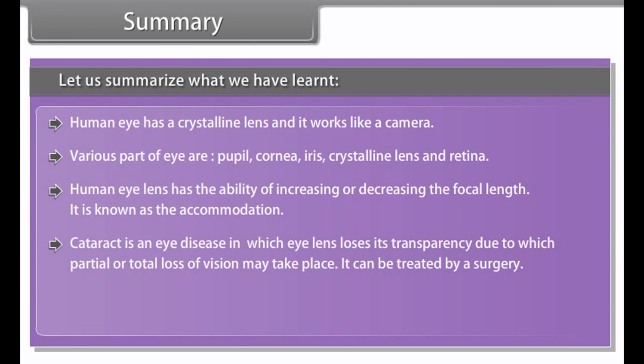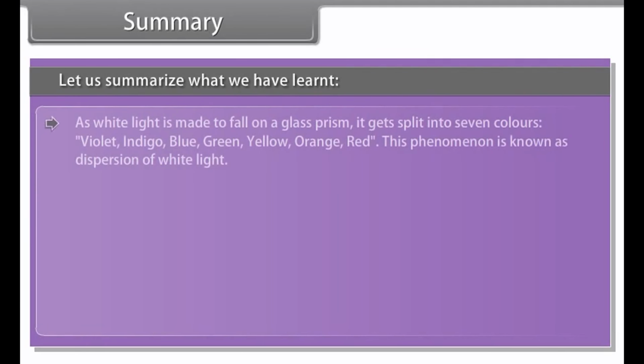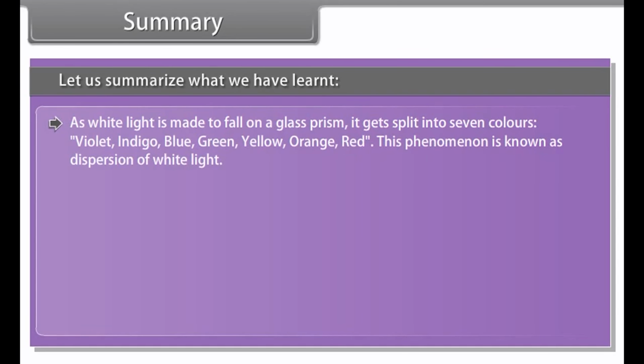Cataract is an eye disease in which the eye lens loses its transparency, due to which partial or total loss of vision may take place. It can be treated by surgery. A prism is a solid figure having two triangular bases and three rectangular surfaces. The angle between each surface is known as the angle of prism. As white light is made to fall on a glass prism, it gets split into 7 colors: violet, indigo, blue, green, yellow, orange, red. This phenomenon is known as dispersion of white light.